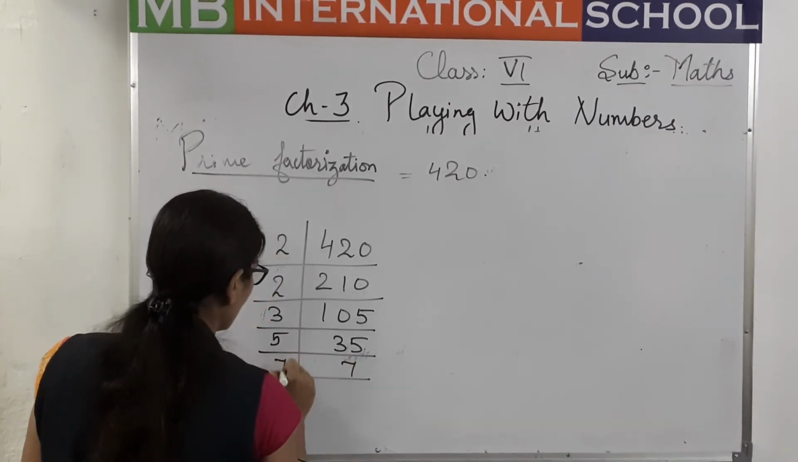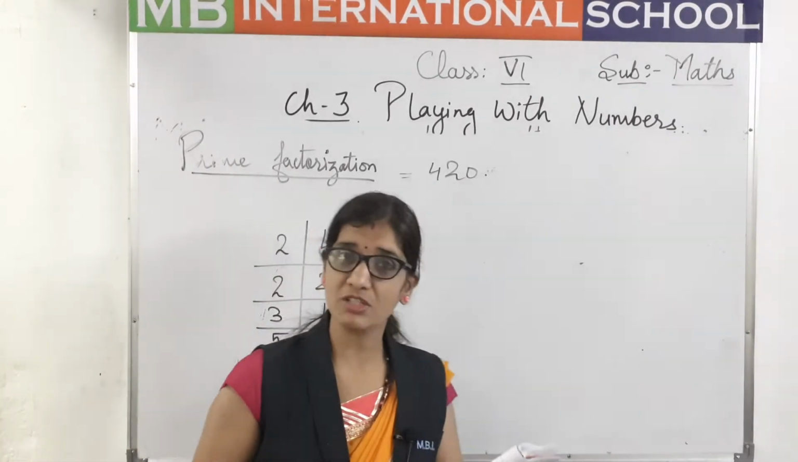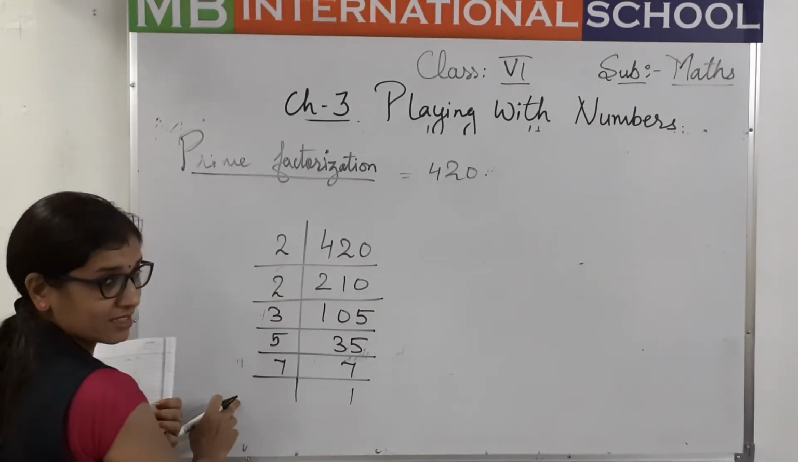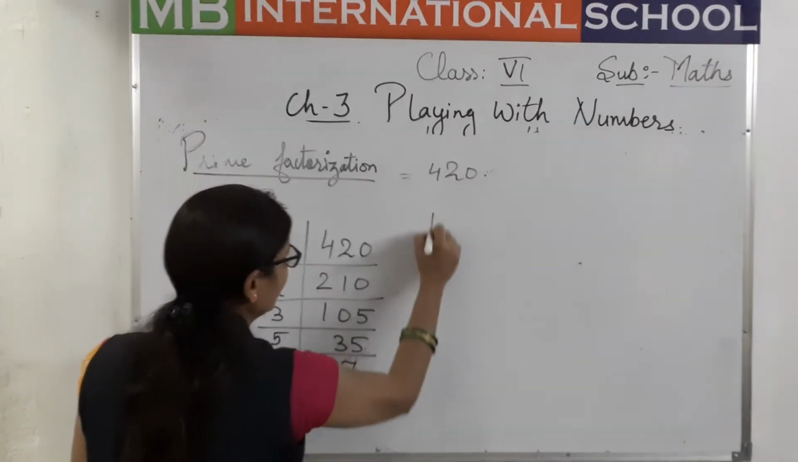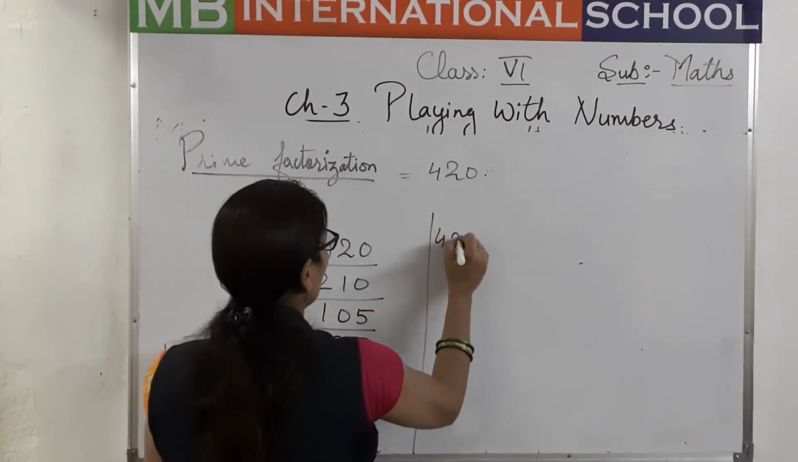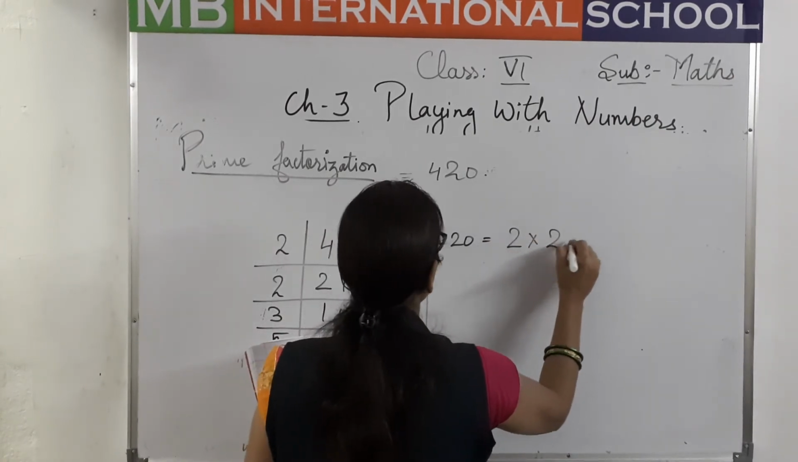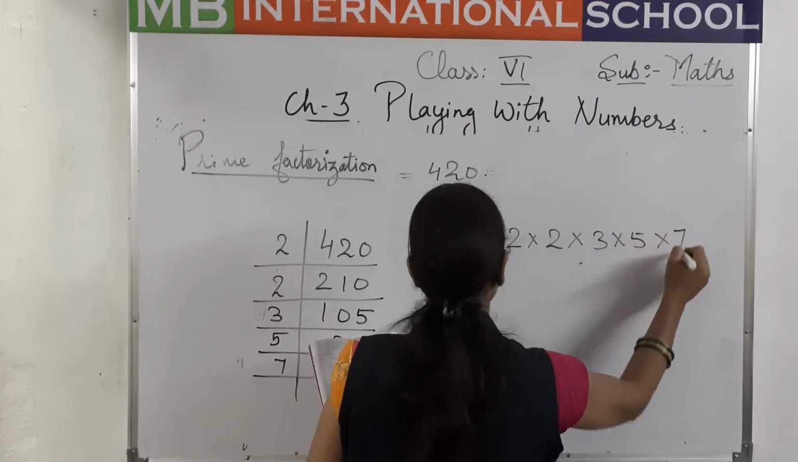Now 7, you already know that 7 is a prime number, so it is not divisible by any number. So we can say these are all the factors. Now we have taken out the factors of 420. Which are the factors of 420? Let's see: 2 multiplied by 2 multiplied by 3 multiplied by 5 multiplied by 7.